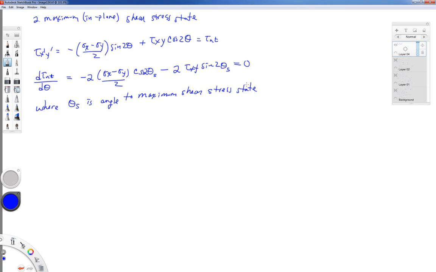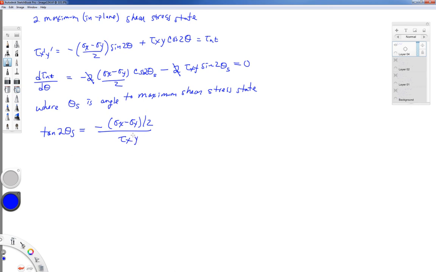All right, so we can do something similar to what we did before, where we can separate these up and we can write this as a tangent. Sine over cosine is a tangent, so we can have the tangent of 2 theta s is equal to, well, these 2's will cancel out. We'll have a minus. Now up on top, this time is sigma x minus sigma y over 2, and on the bottom is the quantity tau xy.